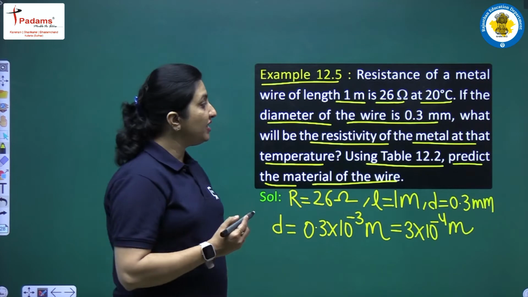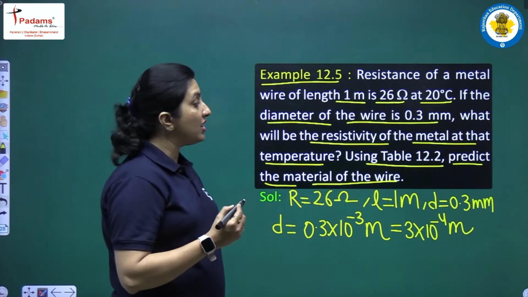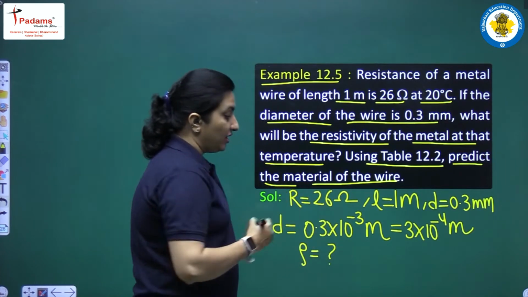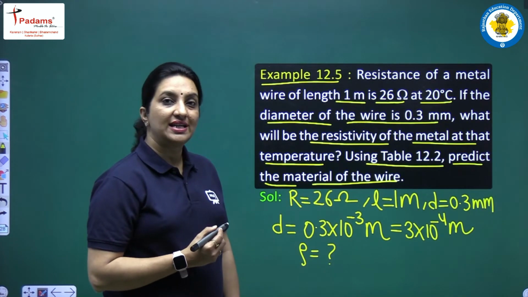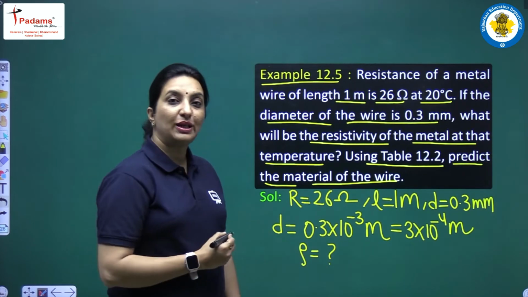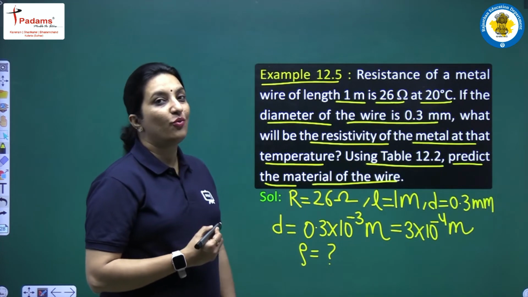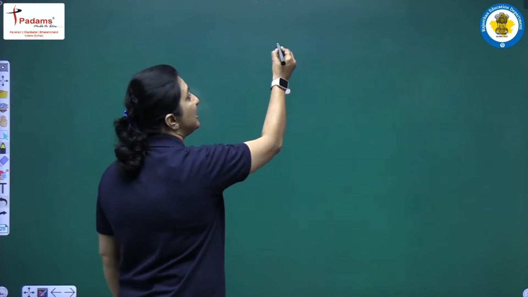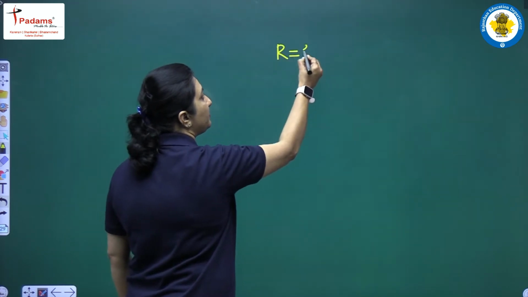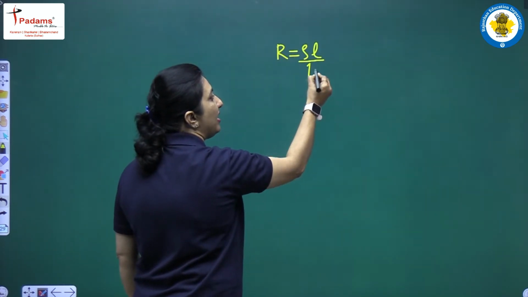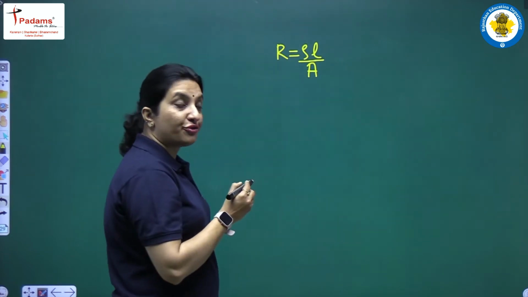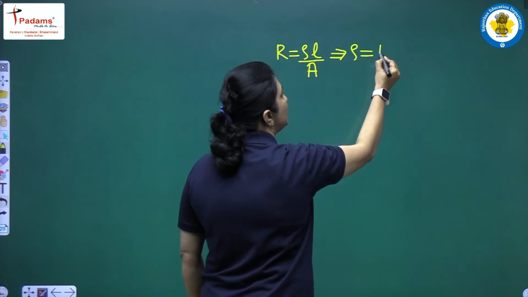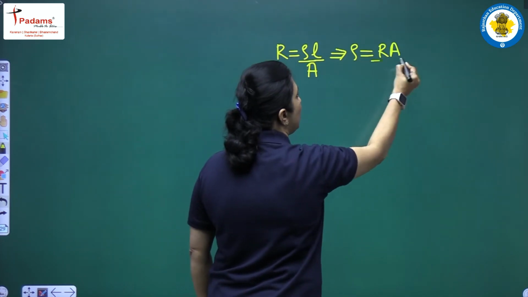Now students, we need to calculate the resistivity of the metal, rho. The quantities which are given, I have written, and the quantity which has to be calculated, I have written. Now what formula are we going to use? Yes, students, we will use the formula R is equal to rho L upon A. Now here we need to calculate rho, so this implies that rho is equal to RA upon L.